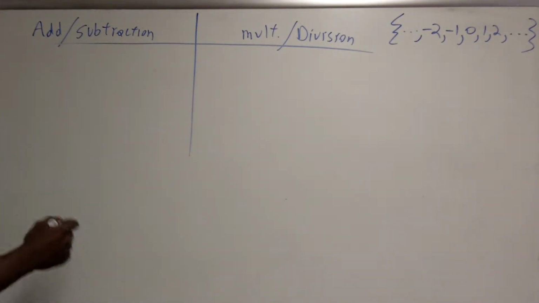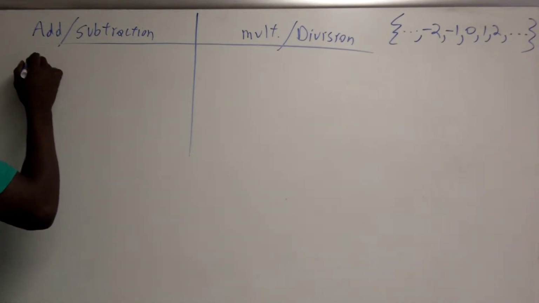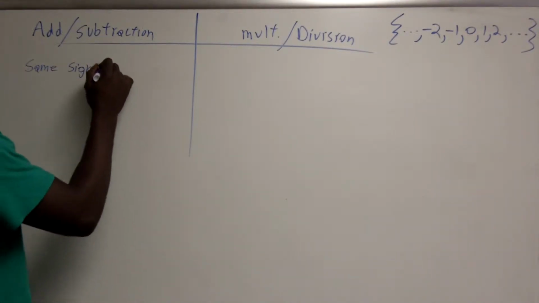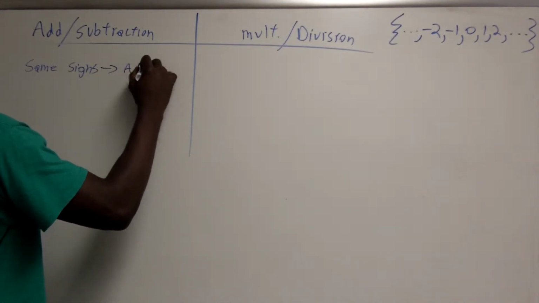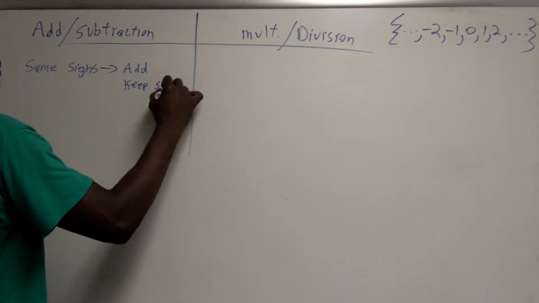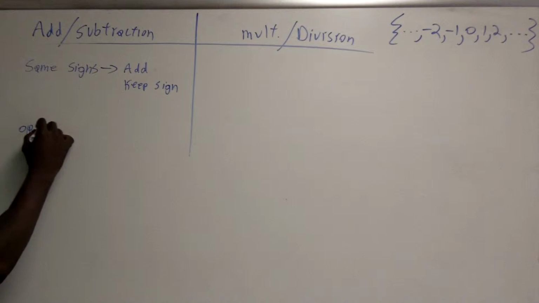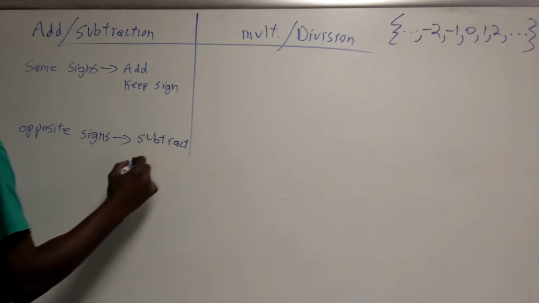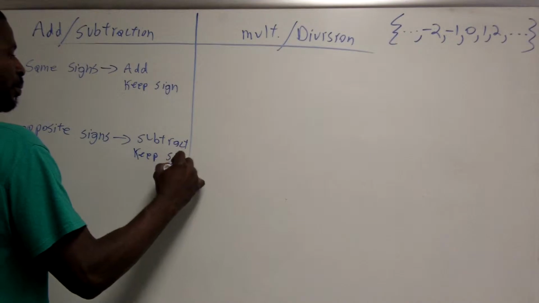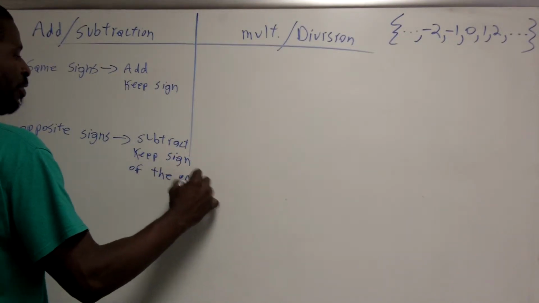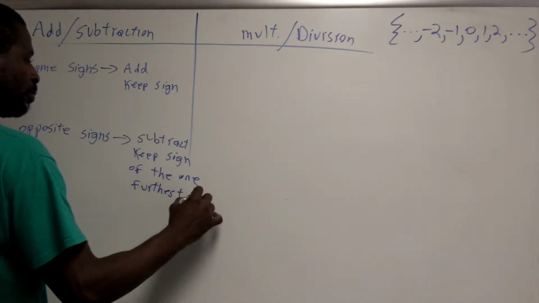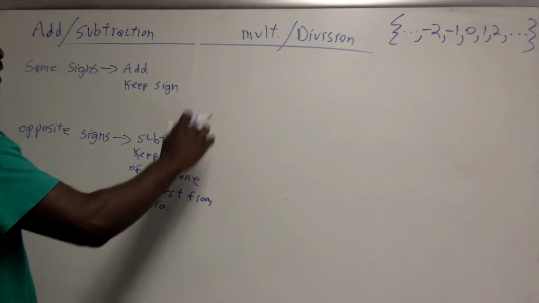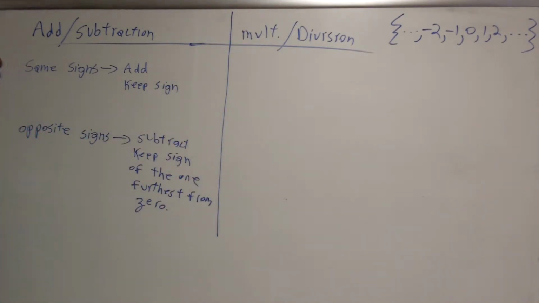Whenever you're adding or subtracting integers, if the two integers have the same signs, meaning both positive or both negative, you will always add and keep the sign. If two integers have opposite signs, you always subtract and keep the sign of the one furthest from 0. So the one that's further away from the number 0 is always the one that gives its sign to the difference. The sign of the difference is always the sign of the number further from 0.